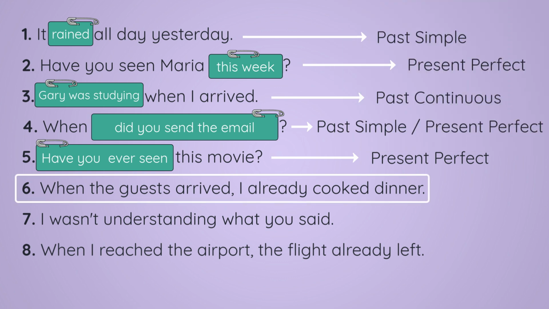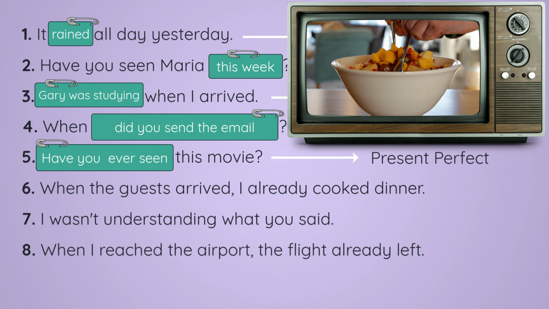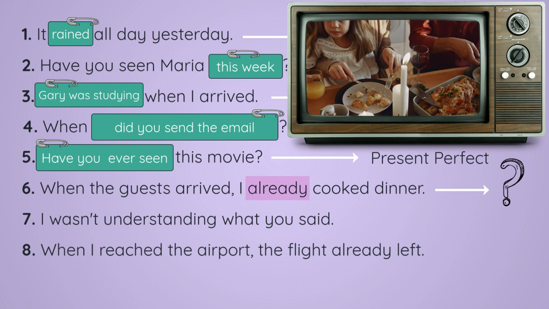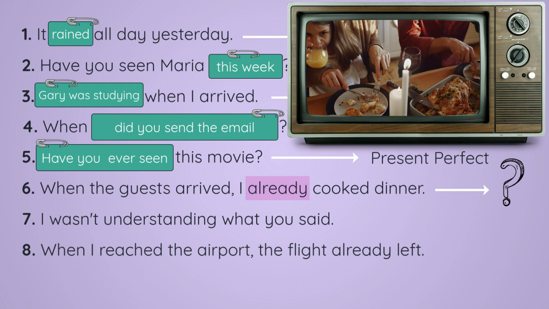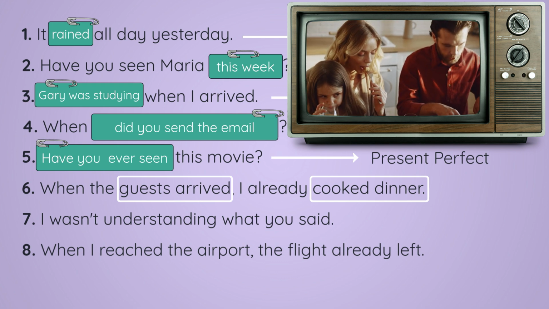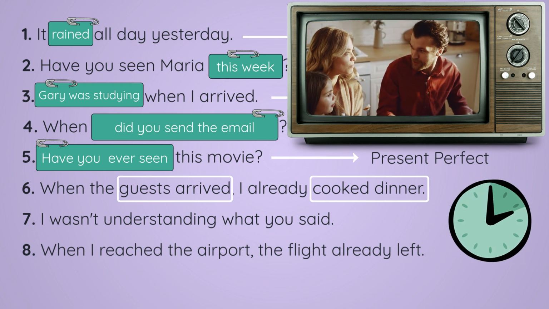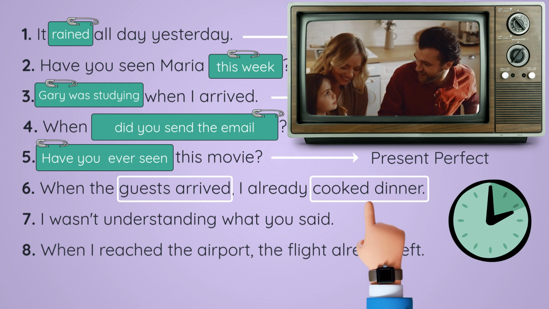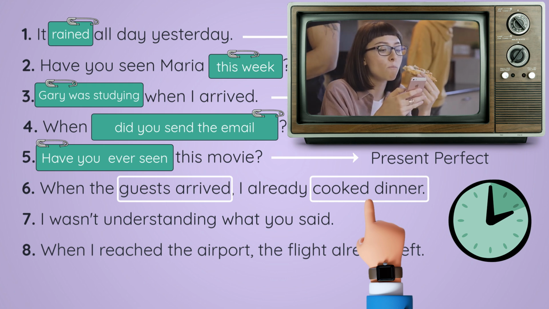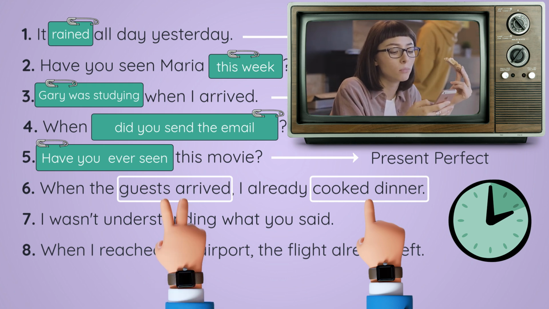Number 6. When the guests arrived, I already cooked dinner. So what's wrong there? The clue is actually from this word already. Okay, so here we are talking about what? We are talking about two actions that happened in the past, but one happened before the other. What happened first? I already cooked dinner, right? I cooked dinner first, and then the guests arrived.